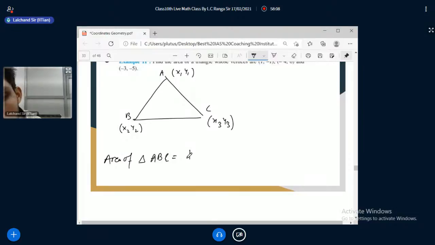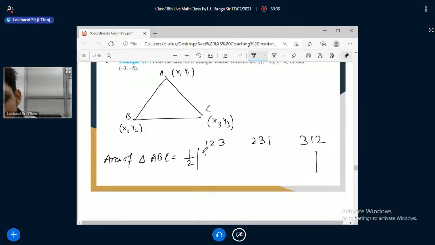How to write the formula of the triangle? We can write 1 by 2 mod of, look, if you forget this formula, then you write the numbering 1, 2, 3. Then transfer this 1 to the backside, then you can write 2, 3, 1, then again write 3, 1, 2. In this sequence 1, 2, 3, then write from 2, 2, 3, 1 and 3, 1, 2. And how to make the formula?